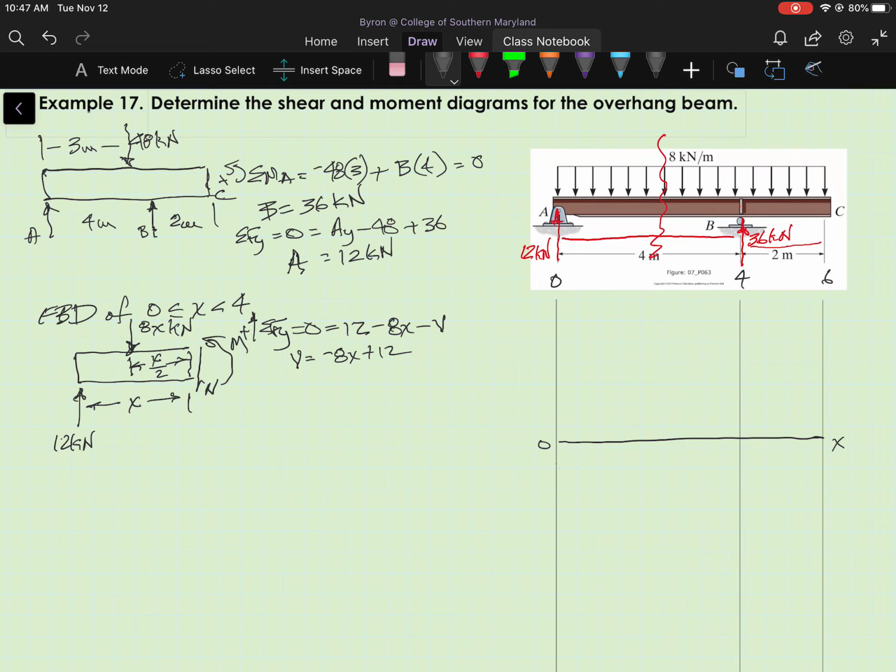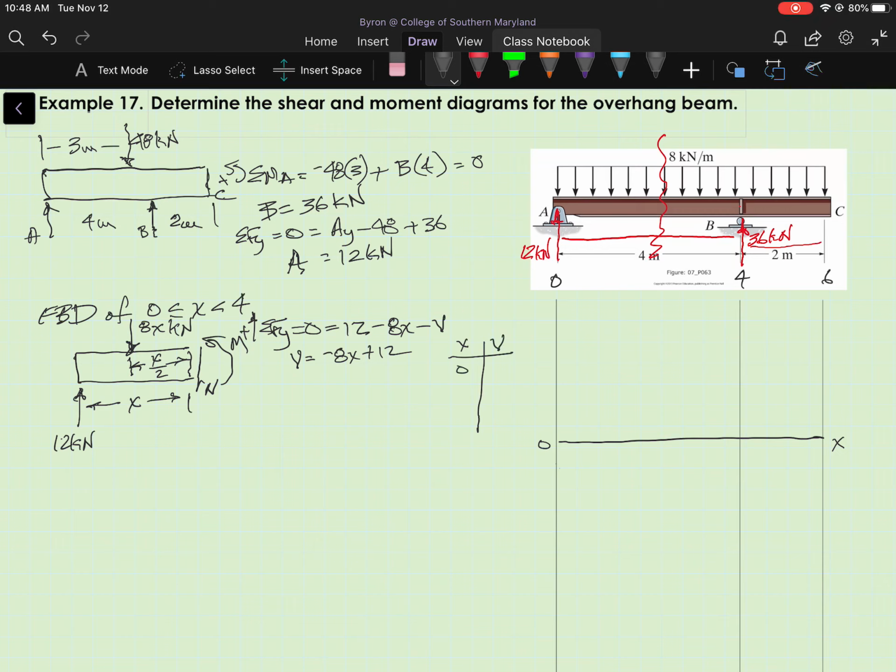And I can assume some points here. In algebra we learned how to graph lines and parabolas and all that, but I like to just create a point table for these, plug in some values of x and see what values of V come out of that.